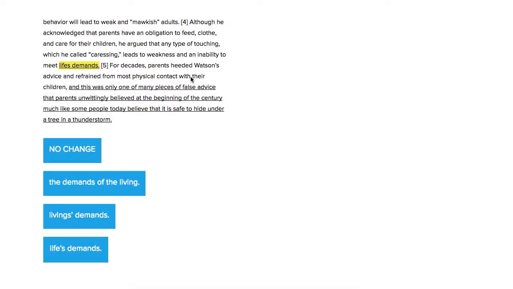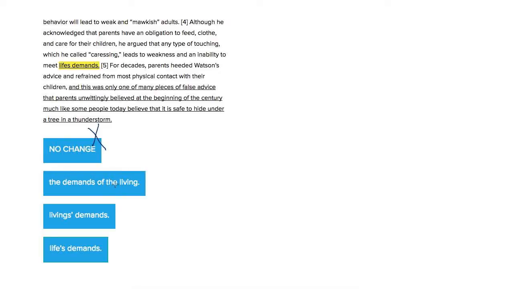When we see an S, generally we can assume either it's a plural or a possessive. Life, when it becomes plural, is spelled with a V. So this form life's is incorrect and never exists in proper English. What we actually want to be saying here is that the demands belong to a single life, that is, life in general. So let's look at our answer choices. We've already determined that no change isn't going to work because life just isn't a word here. So no change is not an option.